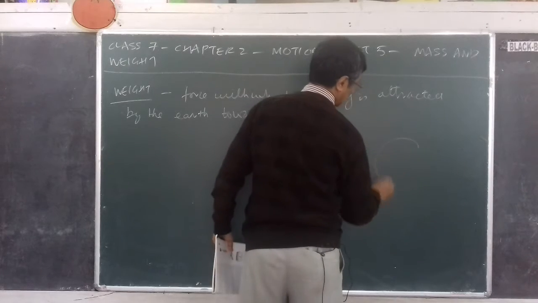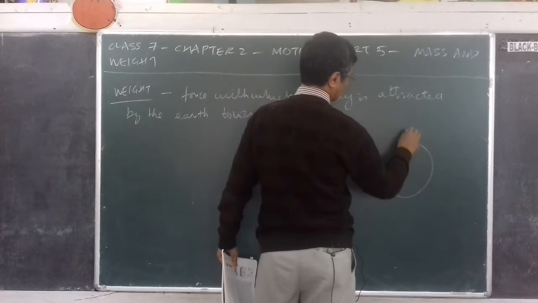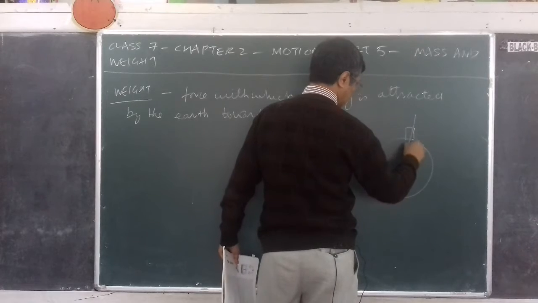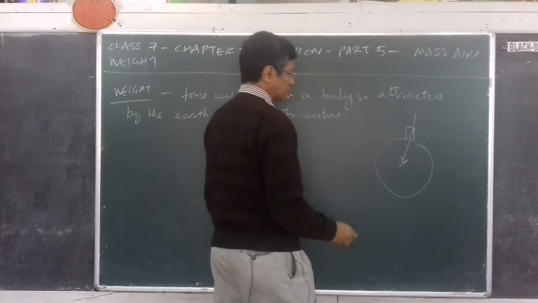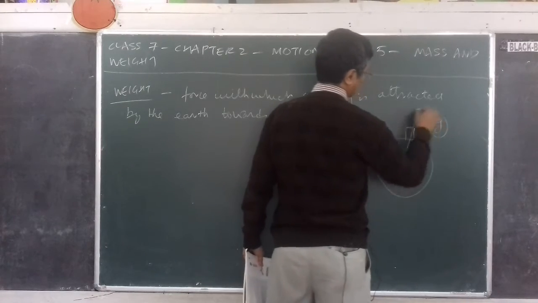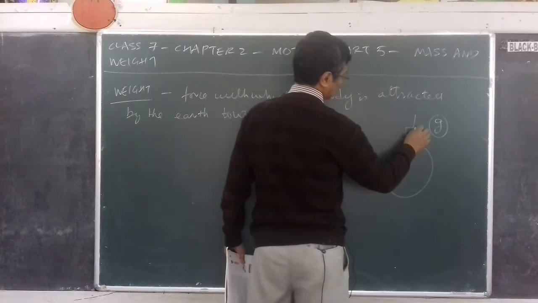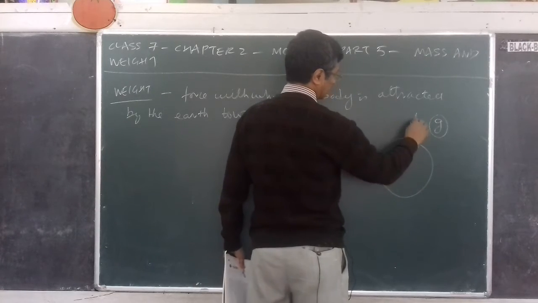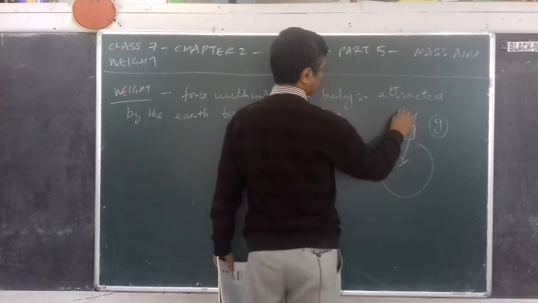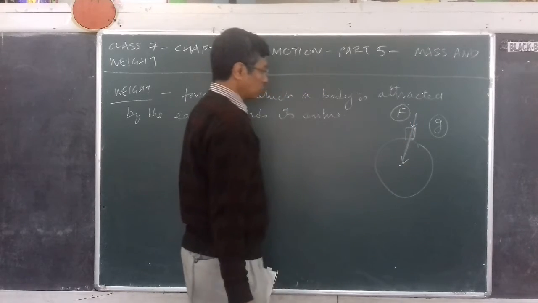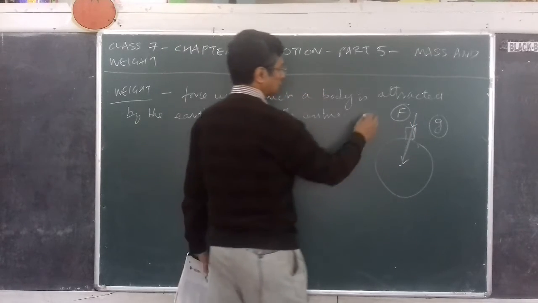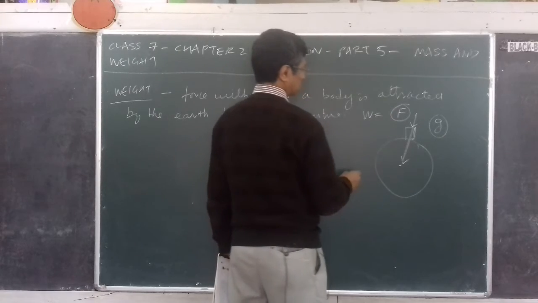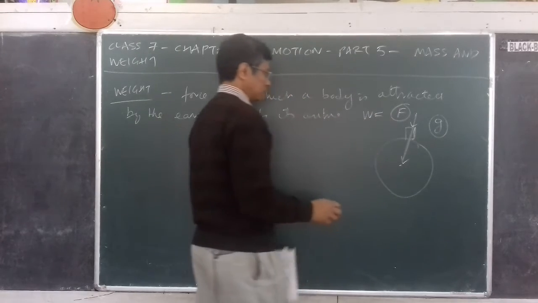So let's say this is the earth and this is the center of the earth, and let's say you have a body. This body is going to experience a force of attraction due to the acceleration due to gravity, and this body is getting attracted towards the center of the earth. So the force by which this body is getting attracted to the center of the earth, that we call the weight. So weight is basically a force.